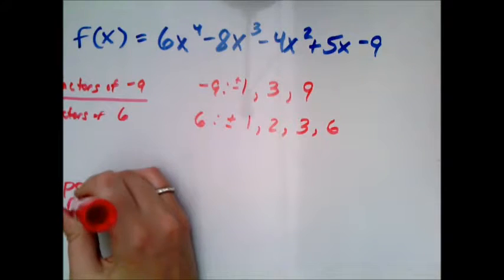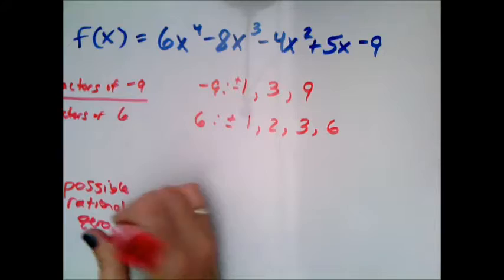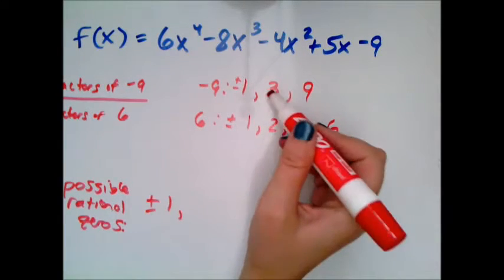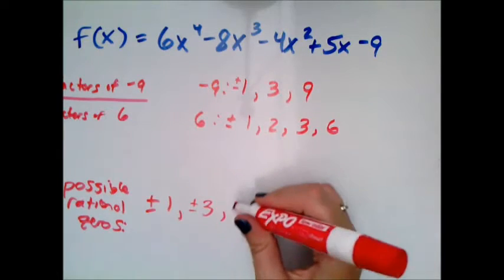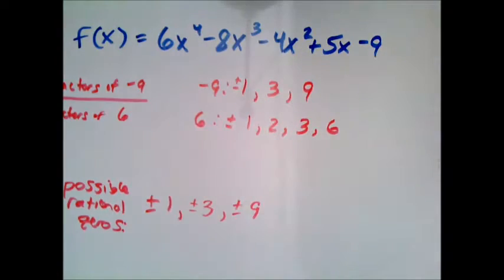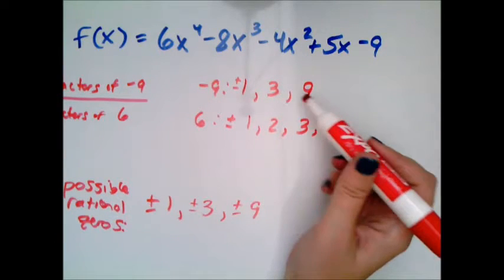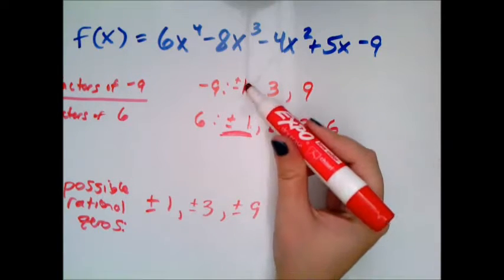So possible rational zeros. So plus or minus 1 would be on the list, 1 over 1. We could do 3 over 1, and we could do 9 over 1. So all the over 1 ones give you basically the whole numbers. All right, so now we could do the same thing with 3. Oh sorry, we did all over 1. So we did all of them for this one. All right, so now we can start over.